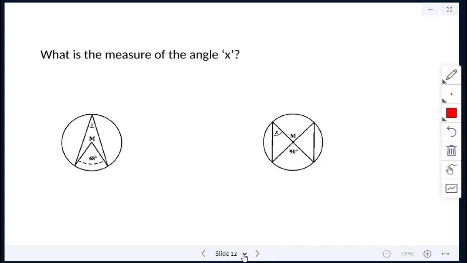All right, so let's take a look at some examples here. In this first example, this M represents the center of the circle. We are given the central angle and we have to figure out the inscribed angle. We know that the central angle is twice the inscribed angle, so we can divide 68 by 2 to give us the angle x. So x is 68 divided by 2, which gives me 34 degrees.